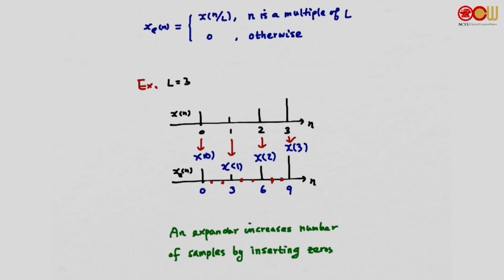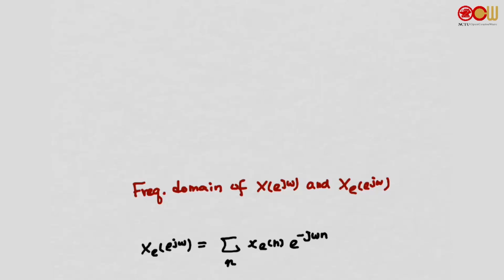So what an expander does is really inserting zeros. And when it inserts zeros, this xE[n] has more samples than the input. So the expander increases the number of samples by inserting zeros. And we will see how this is helping with the sampling rate conversion later. To see how this can be of any help for sampling rate conversion, let's go to the frequency domain. Let's see how X and XE are related in the frequency domain.